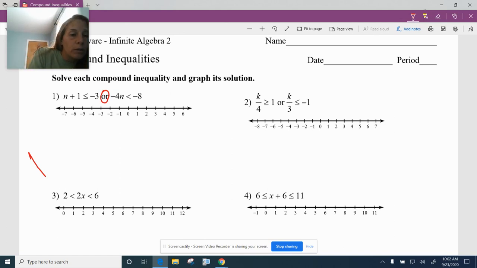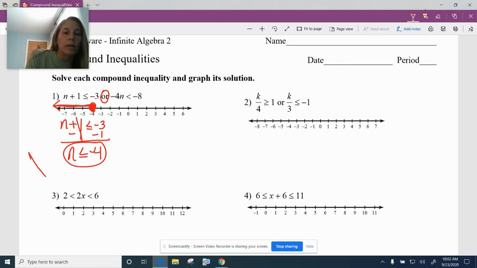So for the first one, I'm going to subtract my 1 on each side to get that n by itself. So I have n is less than or equal to -4. And I'm going to put a closed circle because I have a little equal to there. And all the numbers less than -4 are to the left. So that's how I'm going to do that side.